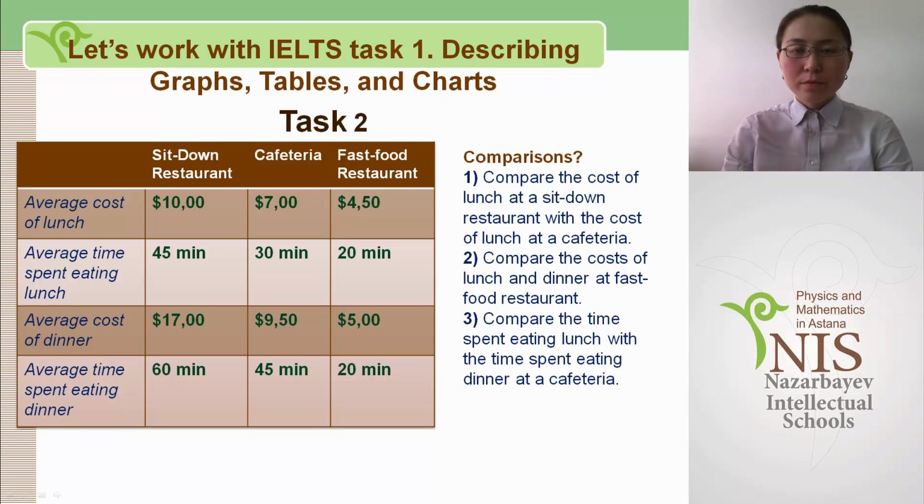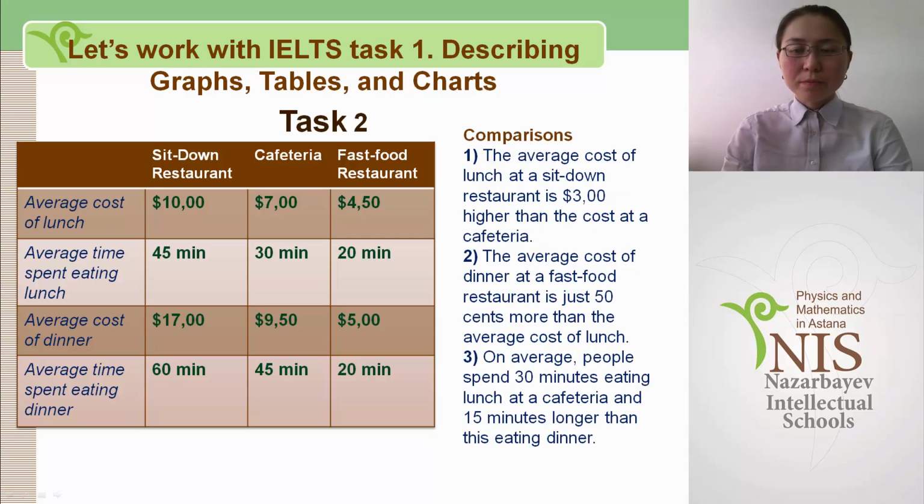Now let's look and compare our answers. First question. The average cost of lunch at a sit-down restaurant is $3 higher than the cost at a cafeteria. If we look at the table, we can see that the average cost of lunch at a sit-down restaurant is $10. What about the cafeteria? It is $7. So that means it is $3 higher.